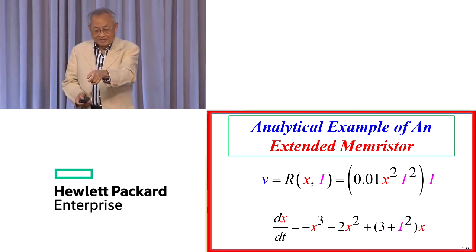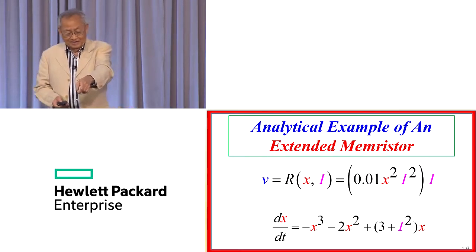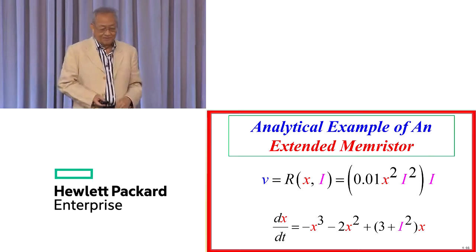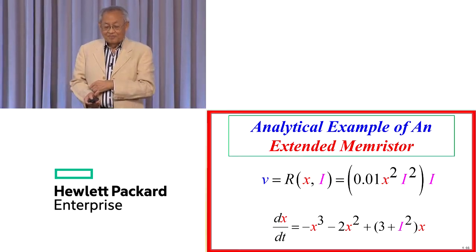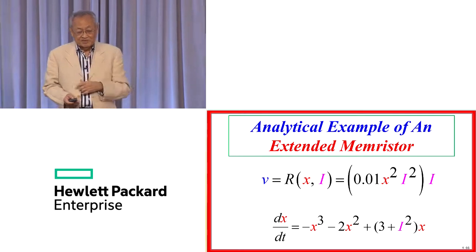By the way, the memristance now, there's a missing I in the R. That should be multiplied by I. It's a typo here. But look at the right equation. So you can see that the memristance is just 0.01 x squared I squared. So it's an extended memristor.